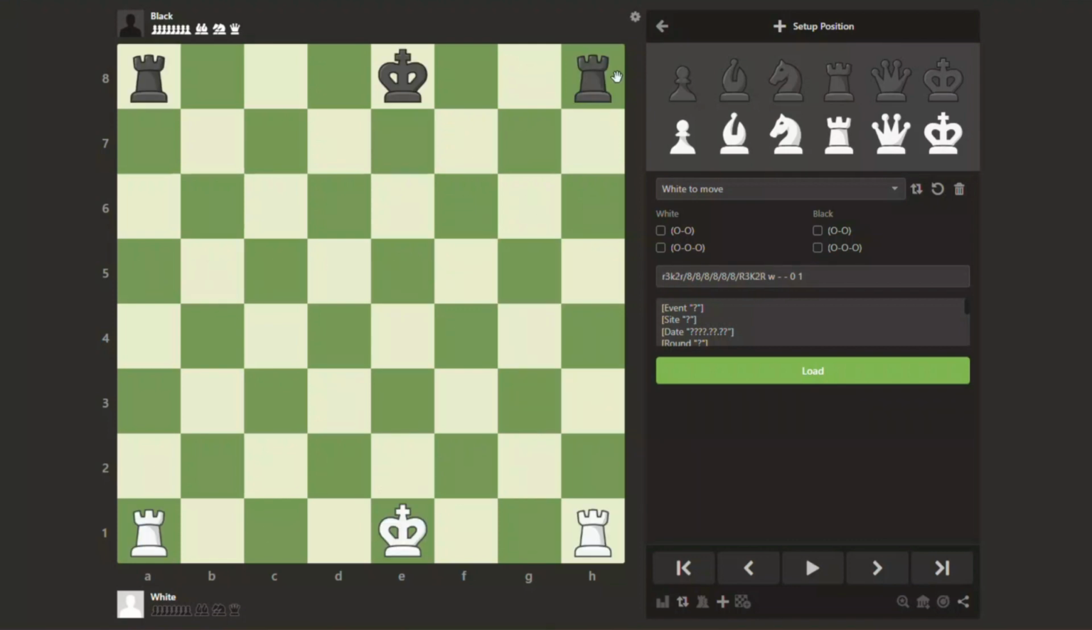Now let's move to the castle. As you know, there are two types of castle. One is the short and one is the long. So whenever you are doing a short castle, the symbol for castling is 0-0. And for long castle, it will be three zeros, 0-0-0.